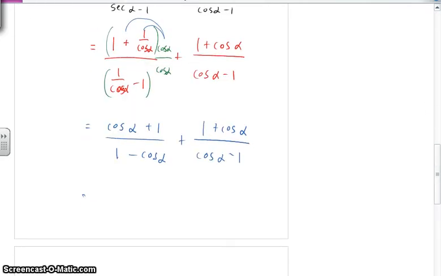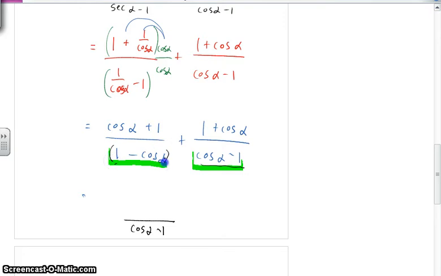I guess I notice here that these two are awfully close to each other. They're actually opposites of each other. So why don't we get a common denominator? Why don't we change one of the denominators somehow? So let's change the common denominator into cosine alpha minus 1. Okay, so we're going to keep this one. And how are we going to change this one?